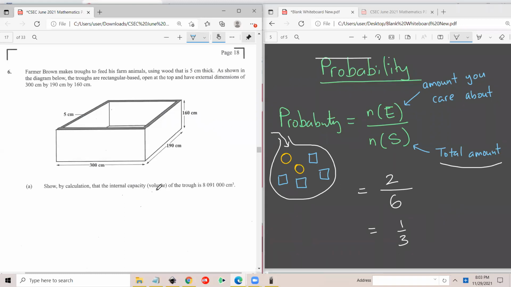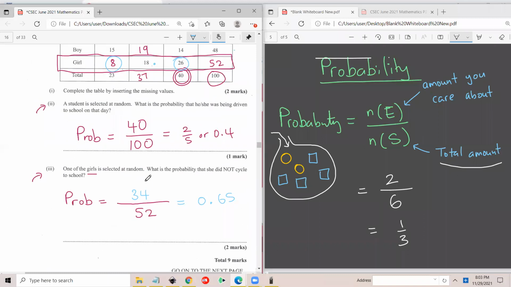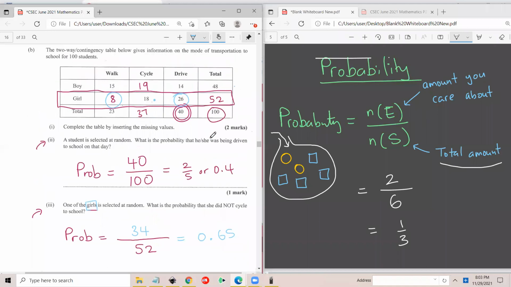No, they didn't ask us for a percentage. And no, Karishma, we're not putting it over 100 because they're talking about girls only. When you're considering the girls portion of this, the total number of girls is 52.